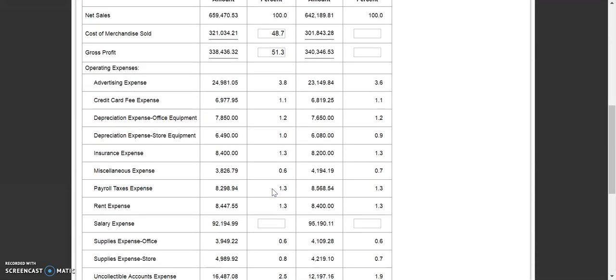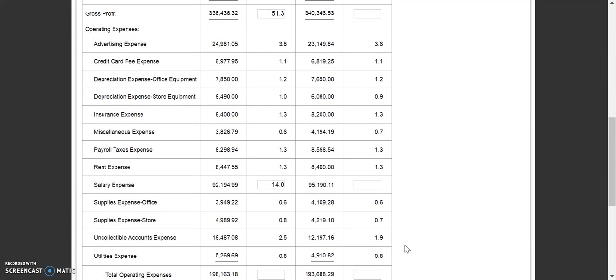Looks like the next one that they want us to do is our salary expense. So again, we're going to take this 92,194.99 and divide that by our net sales number of 659,000. And we end up with a percentage of 14.0. I think it's actually like 13.98, but when you round correctly, it should be 14.